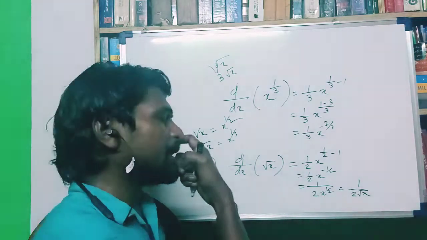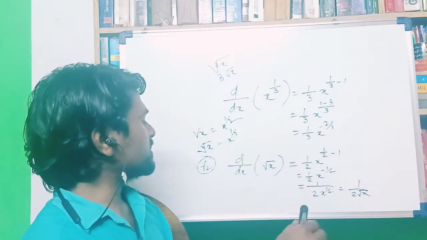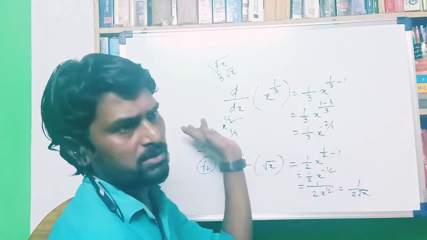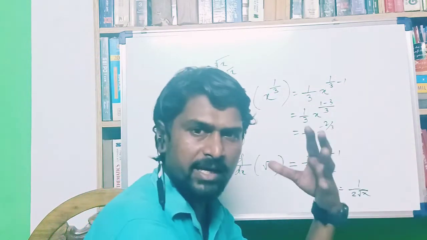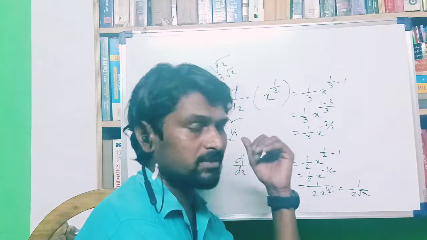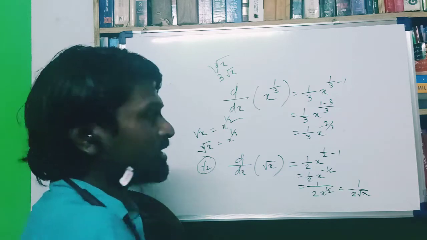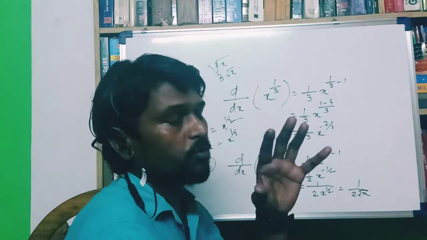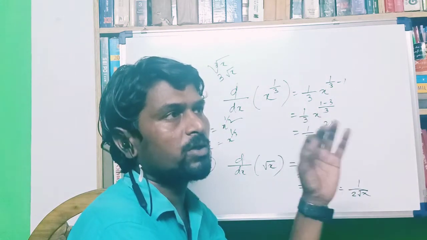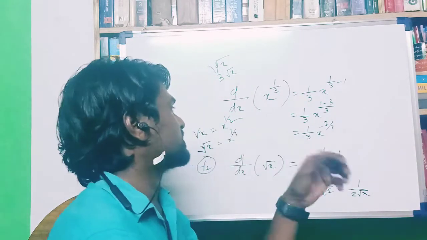So formula number 2 is d/dx of root x equal to 1 by 2 root x. This is the second formula. The first one is d/dx of x to the power of n, that is n x to the power of n minus 1, and the second one is d/dx of root x, that is 1 by 2 root x. So you have to write it down. Formulas for the differential operator: formula number 1, d/dx of x to the power of n equal to n x to the power of n minus 1, and d/dx of root x equal to 1 by 2 root x.